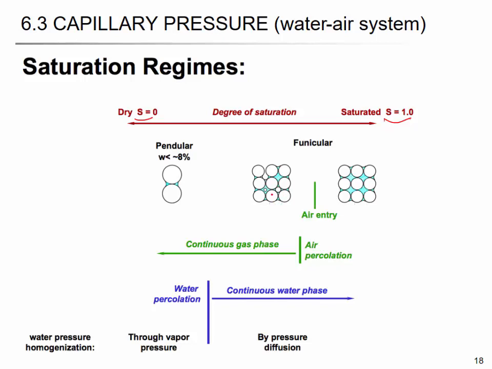Then, when the water saturation is lower than 8%, you have a pendular state. So now the air is occupying more space than the water. So here you have an air percolation, and here you have a water percolation. So for the water and air system, if you are familiar with unsaturated soil mechanics, this concept can also be applied to the oil and water system.